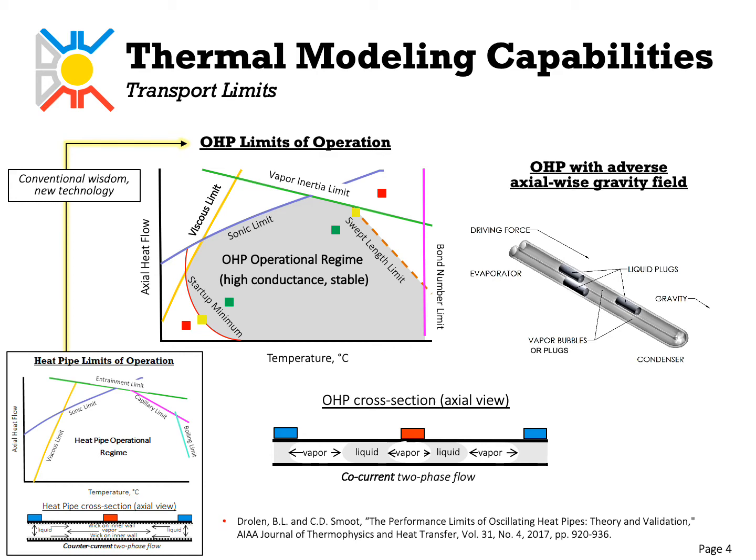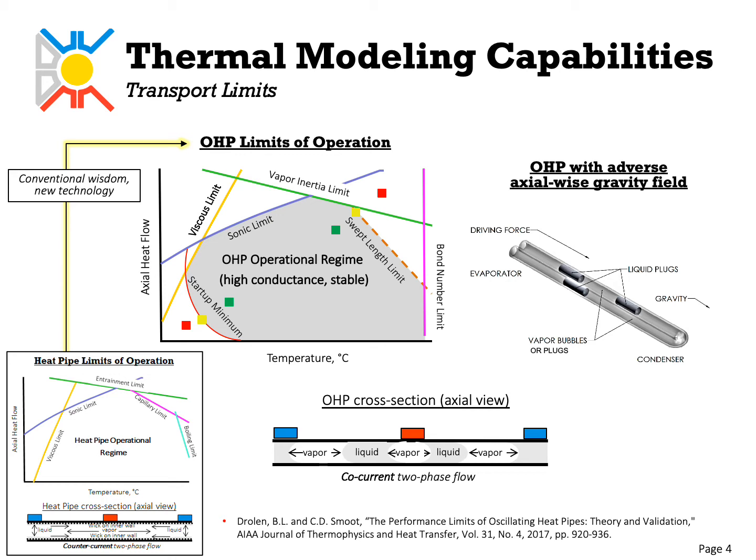The bond number limit, appearing in the earliest of papers on OHPs, quantifies the temperature at which the fluid can no longer bridge the channel to form liquid slugs. The vapor inertia limit is set by the velocity and associated heat flow, where the vapor inertia force overcomes the capillary force in the meniscus of the liquid slug.